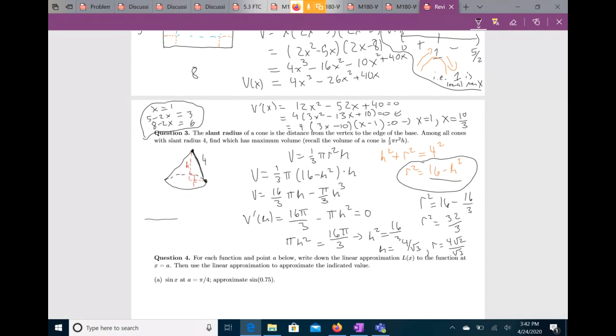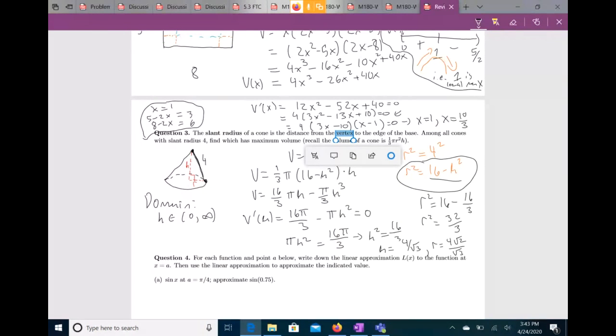Okay, and then you would want to use a sign chart to determine that this is actually a local max. So I guess we need to talk about the domain here as well. This is a question where there's not really any restriction other than the slant radius is 4. As h varies, r could vary as well to accommodate any positive number. h can be any number bigger than 0, essentially.